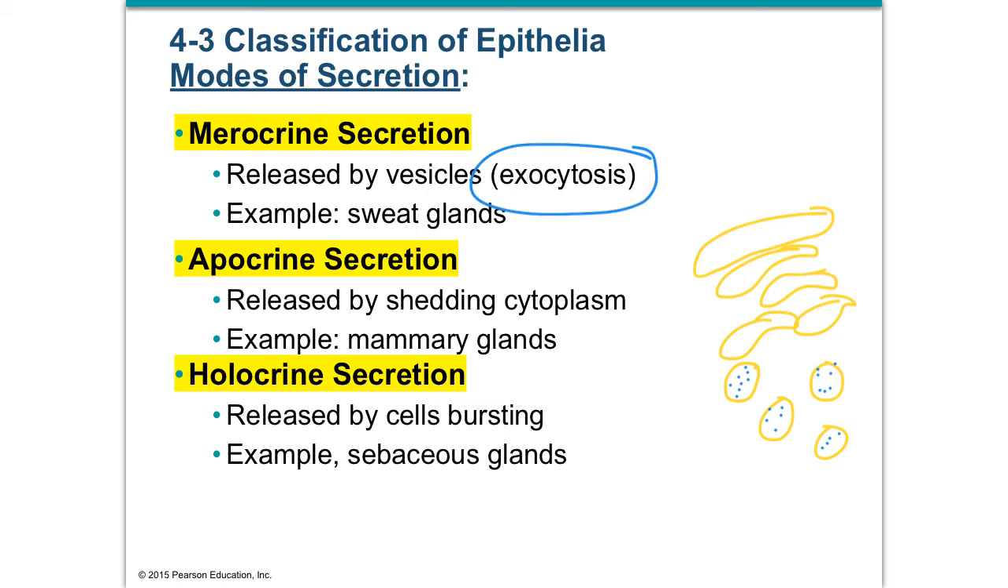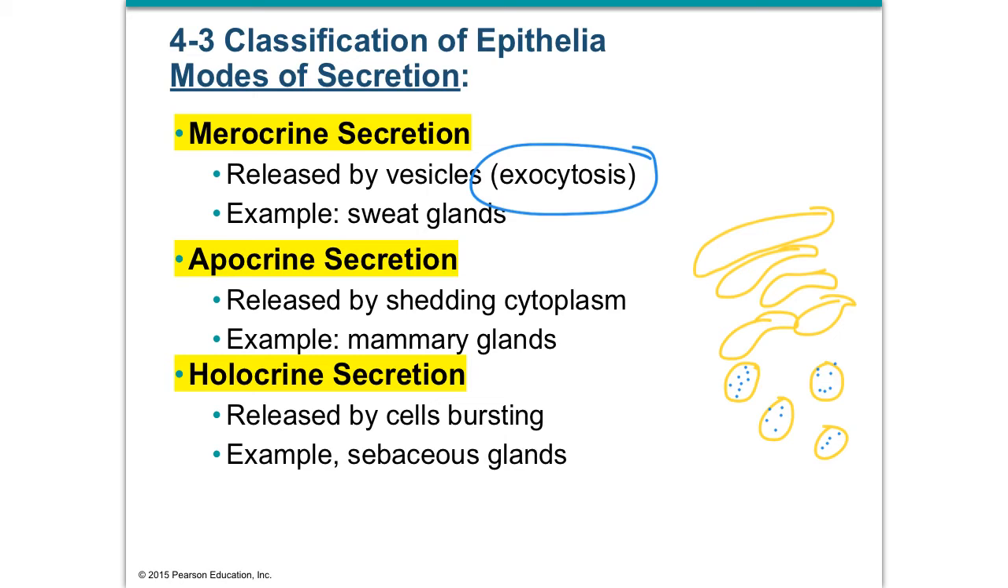The vesicles are wrapped with the phospholipid bilayer, just like the cell membrane, so it becomes one with the cell membrane and it just releases the contents out. So those vesicles basically go through the cell membrane and release the sweat out of this cell. And in this case, it goes into the duct, and then it goes to the surface of the skin.